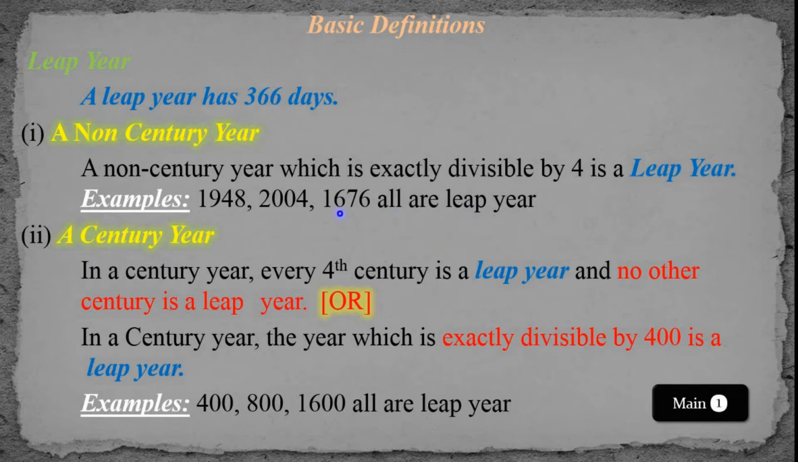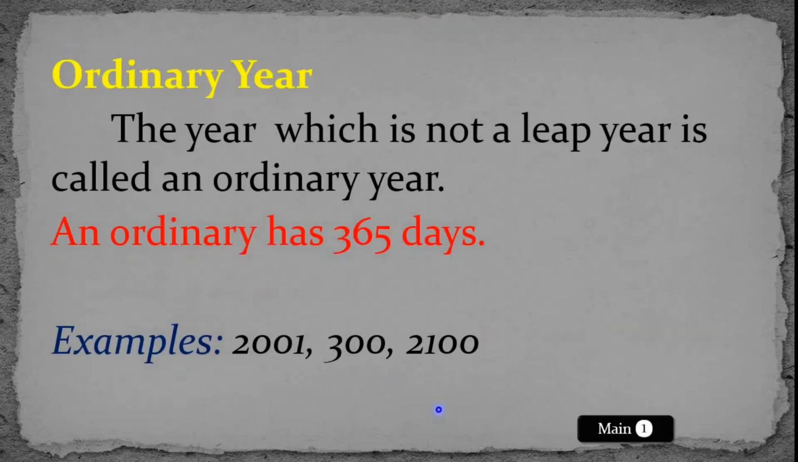Let's now see for a century year. In a century year, every fourth century is a leap year and no other century is a leap year. Every fourth century means the year which can be written as a multiple of 400 is known as a fourth century year. It can also be stated as: in a century year, the year which is exactly divisible by 400 is a leap year. Examples: 400, 800, 1600, all these are century leap years.